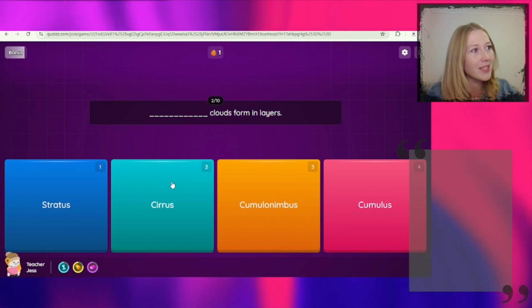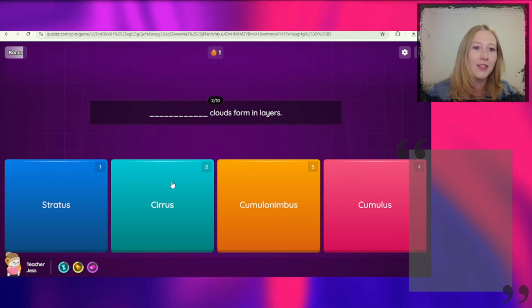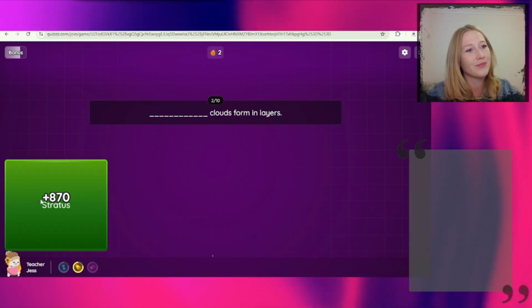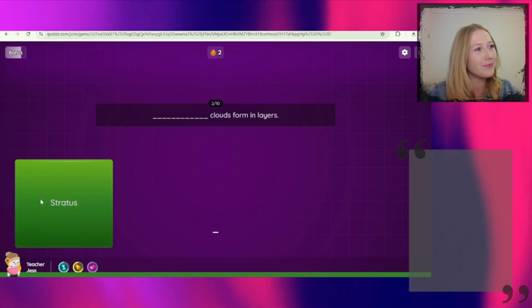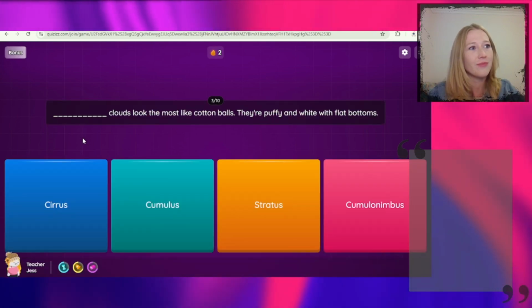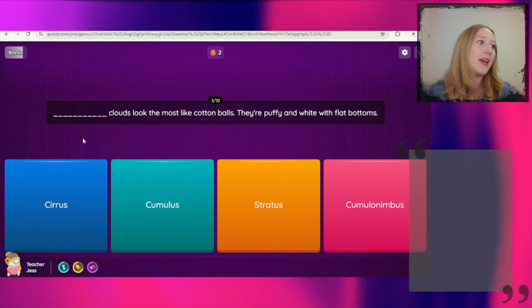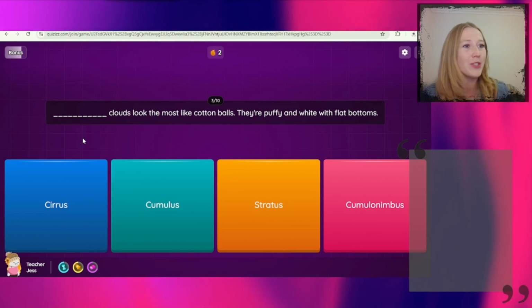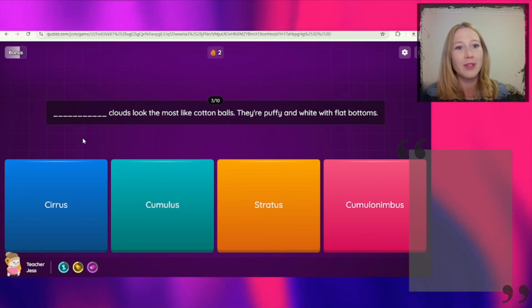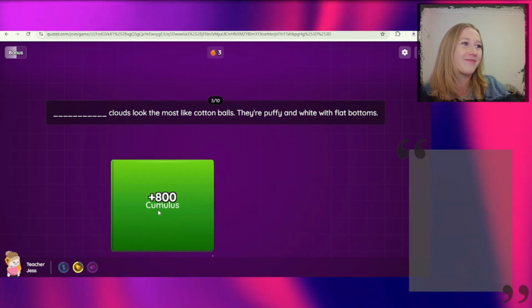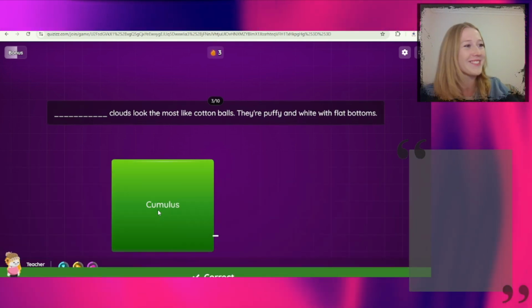Okay, blank clouds form in layers. So a layer cloud is stratus. Yay. Blank clouds look like cotton balls. They're puffy and white with flat bottoms. Hopefully you remember, those are cumulus. Nice.